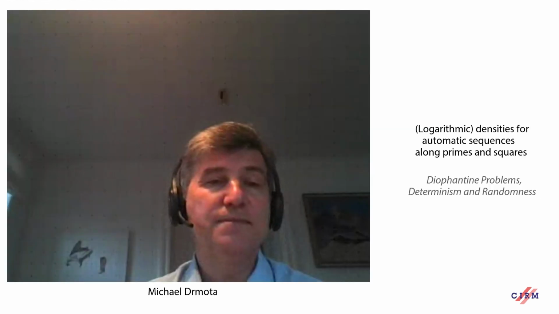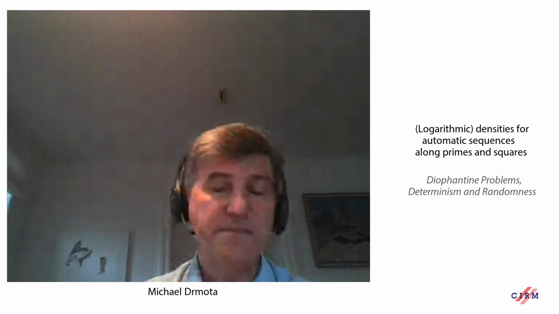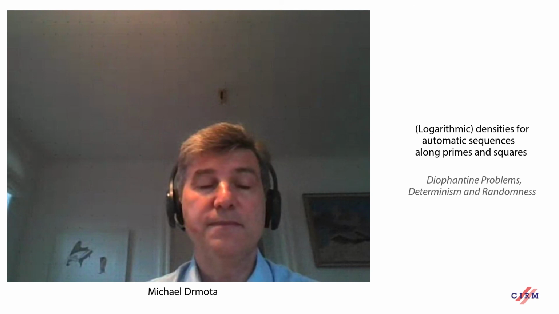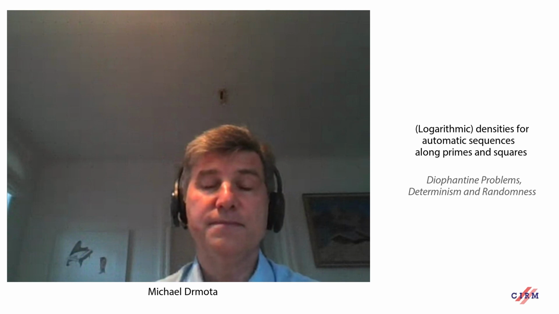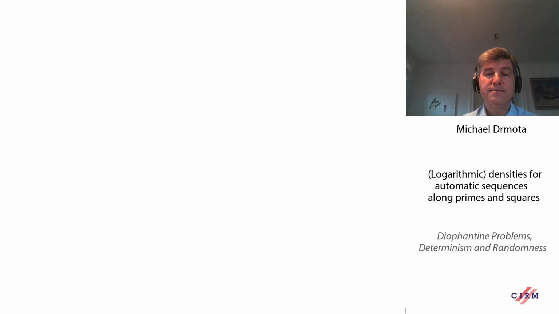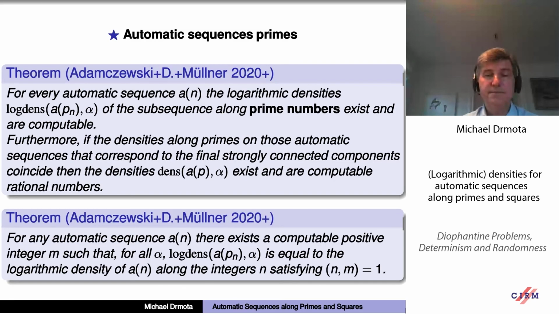Yeah, thank you very much, Michael, for this nice talk. I have a question immediately. You mentioned this number m, which can be chosen, and it's computable, such that the coprime numbers give the subsequence along primes. So how big is this number m?